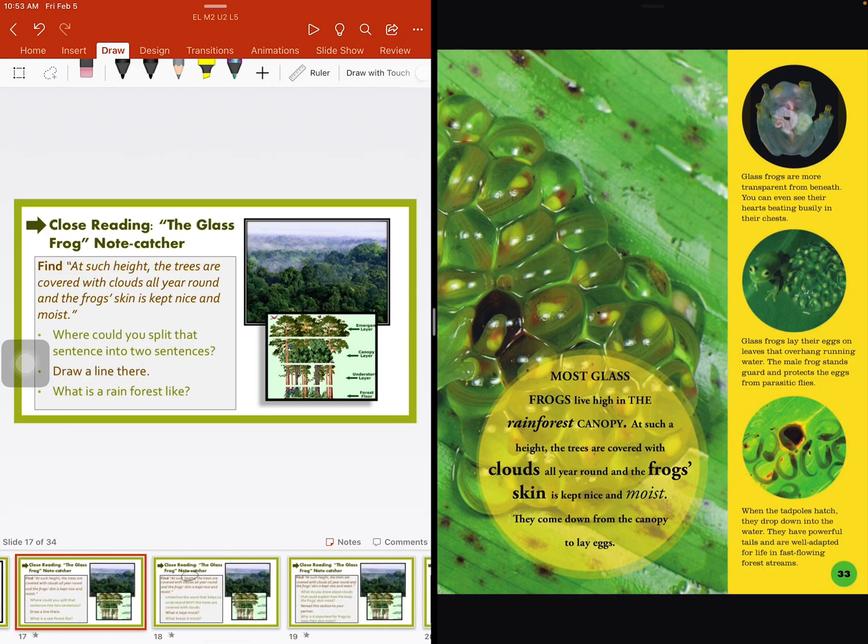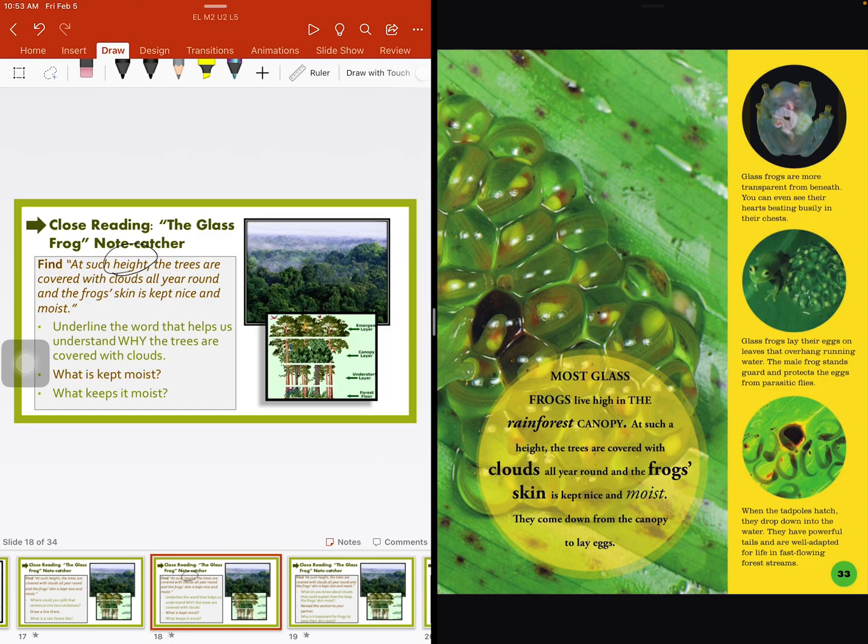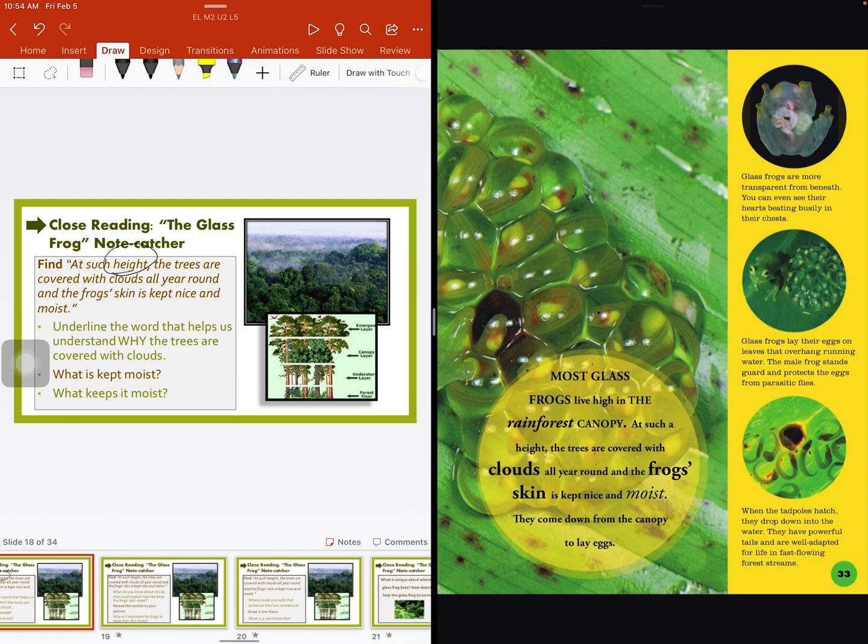And it's the same question on the side, but we could look at the picture and see the layers of the rainforest, right? Okay, so now underline the word that helps us understand why the trees are covered with clouds. Yeah, I think it's because they're at such a height. Wouldn't you agree? And what is kept moist? Yeah, the frog's skin. And what keeps it moist? Right, the clouds in the canopy.